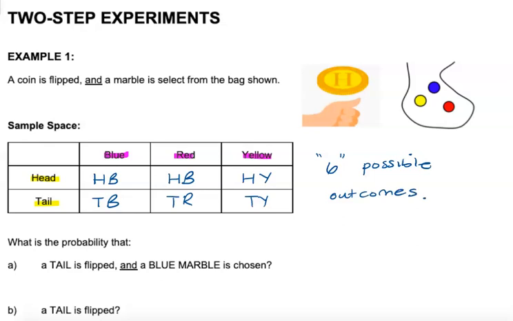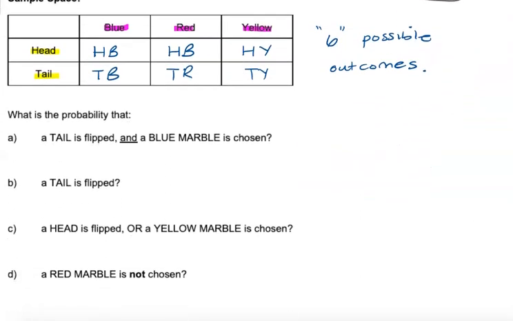So we can use these 6 outcomes to determine the probability. So when we flip a normal coin and we choose from the bag of 3 marbles, what is the probability that a tail is flipped and a blue marble is chosen? So we're going to have a look for a tail and a blue marble, and we can see there is one option or one outcome that matches that description. So that's a probability of 1 out of 6, or 1/6. Notice that we've got the word "and" in here, which means both must happen, a tail and a blue marble.